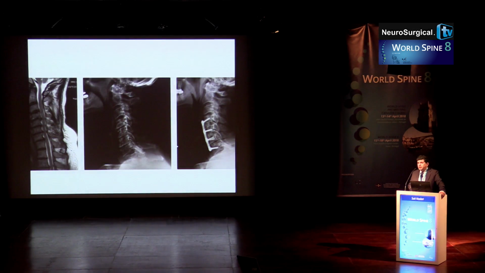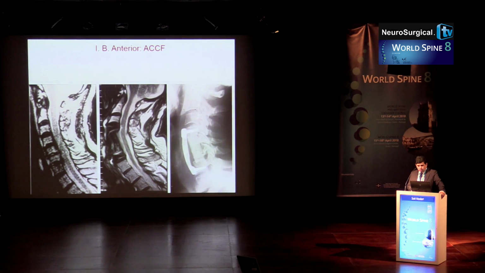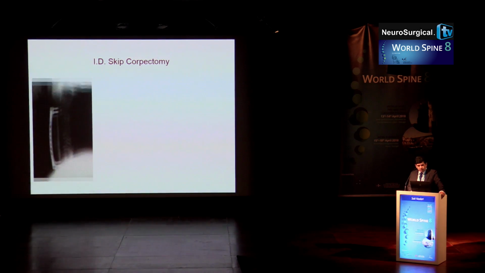And if compression is behind the cervical vertebral body, then you need to do corpectomy. If there is a unilateral compression, an oblique corpectomy can decompress the spinal cord and nerve root very effectively. This is also an attractive procedure. Skip corpectomy is another technique which we use in many cases.